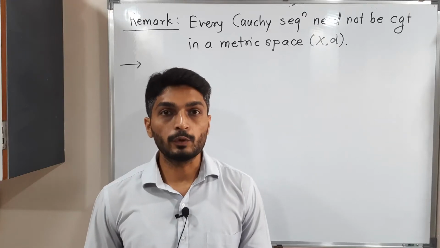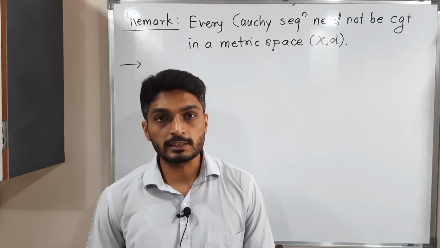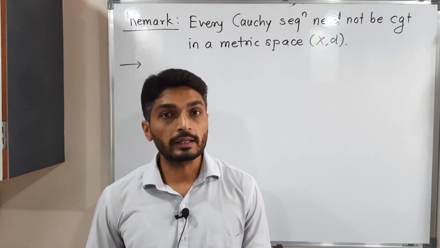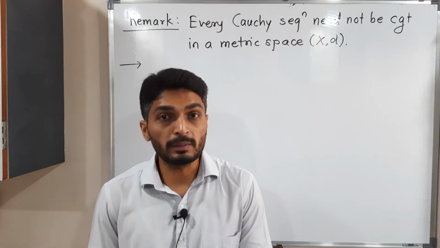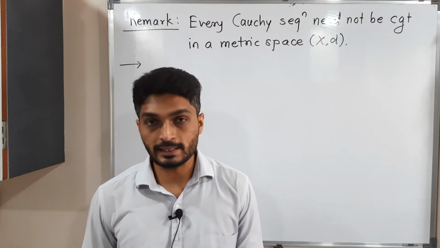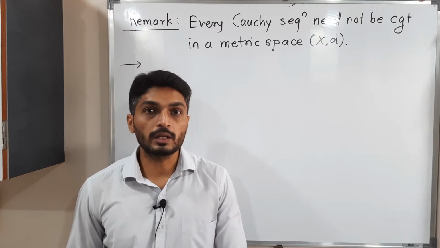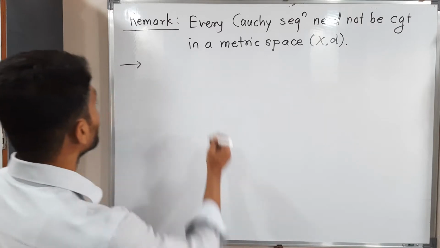In the previous video, we proved that every convergent sequence is Cauchy. Now in this video, we are going to prove that every Cauchy sequence need not be convergent in a metric space (X, d). We will prove this remark by giving one counterexample.